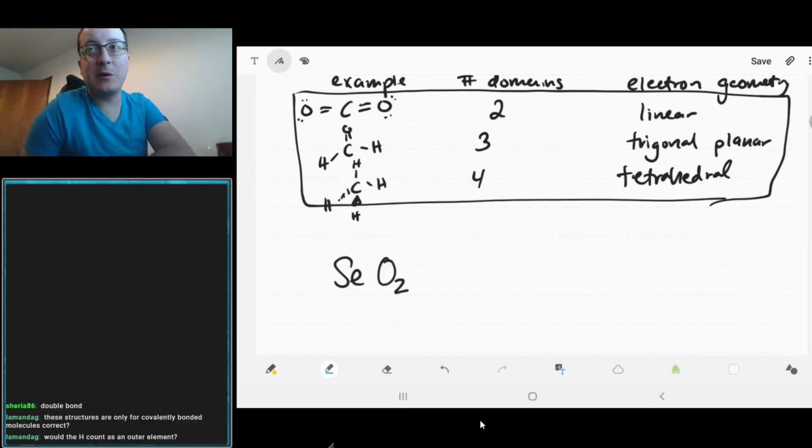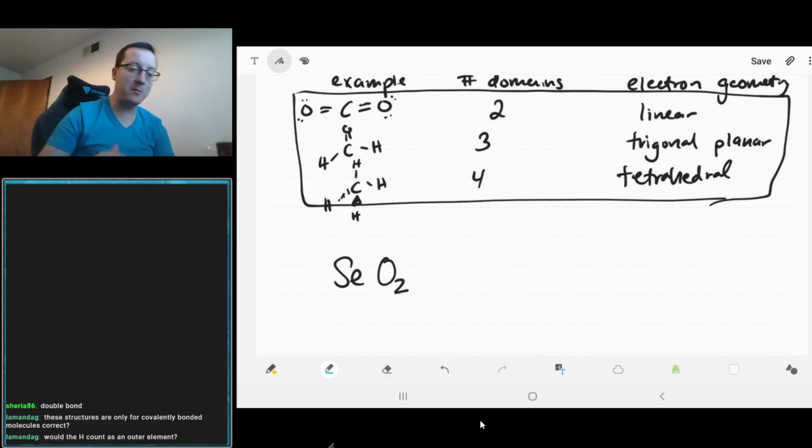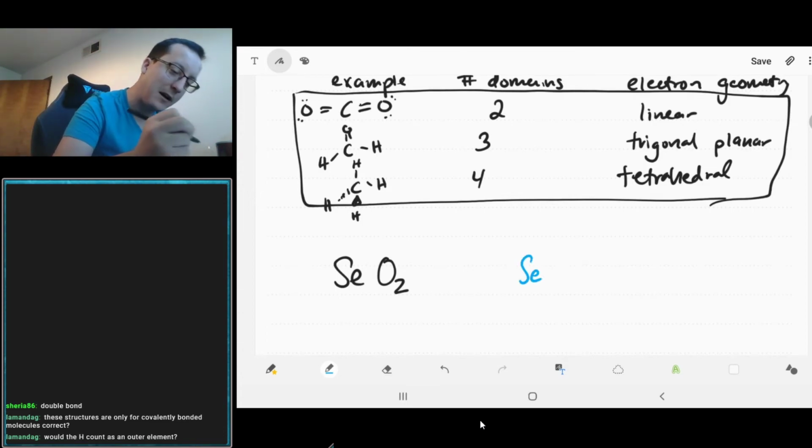Okay, so let's take a look at this molecule. Just by looking at its formula, it may be very difficult for you to say the number of domains. You might be tempted to say, okay, well, carbon dioxide had 2 domains, and therefore it's linear. However, because lone pairs are a thing, we should always draw our structure to double check, because just by looking at the formula, you may not be able to tell if there will be lone pairs or not.